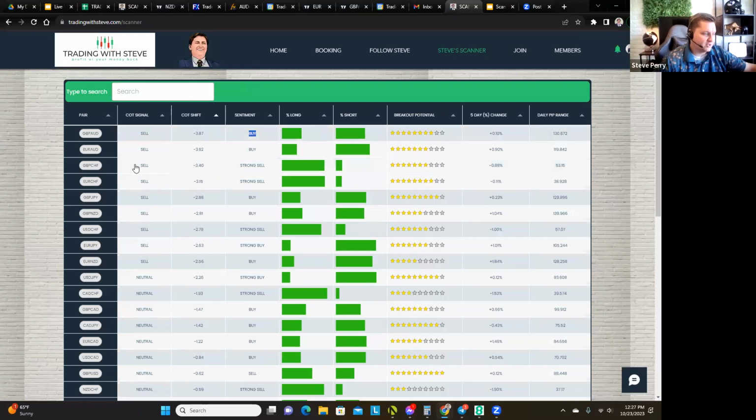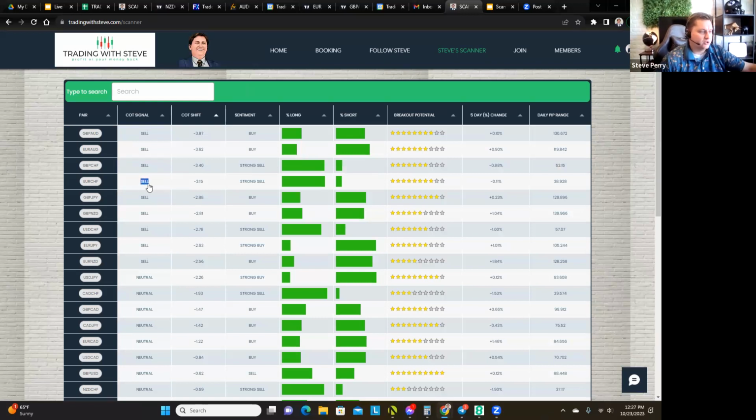However, if I do see, for example, this pound franc right here, this is a good example where the COT signal says to sell. It can either say strong sell or sell, either's fine, and the sentiment needs to say sell or strong sell. If both of them are in the same direction, then I get pretty excited about that trade as an overall direction for the week. Again, is it 100%? No, but I have a pretty good hunch that by the end of this week, the pound franc will probably end up lower.